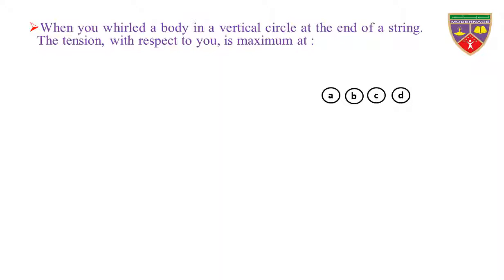When you whirl a body in a vertical circle at the end of a string, the tension in the string is maximum at: option A, top; option B, bottom; option C, right; option D, left. The key is bottom. Therefore, the correct option is B.